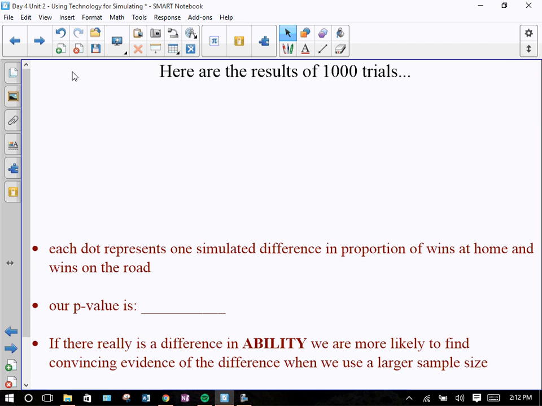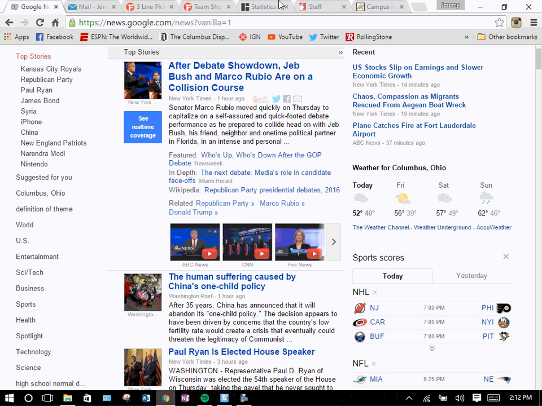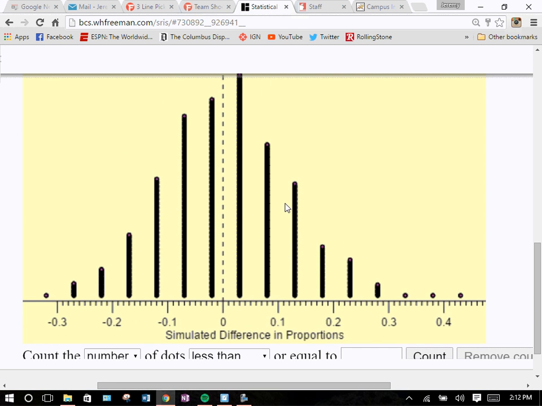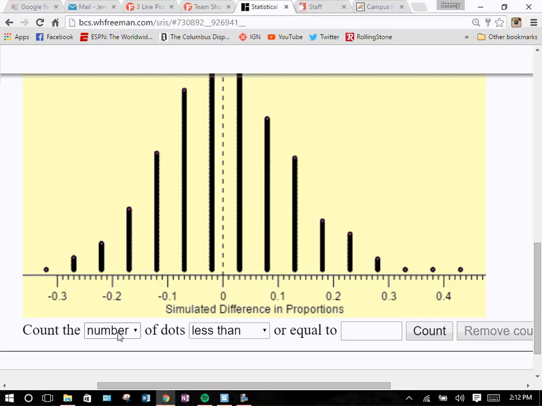If you look at your screen and go down to the bottom, you'll see something that says count the number of dots less than or equal to blank. Now we don't want to count the number of dots less than. First, we want to count the number of dots greater than or equal to our test statistic, which was 32.5. So 32.5 is right here somewhere.